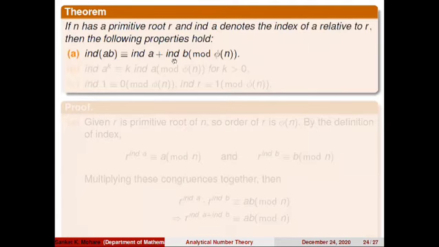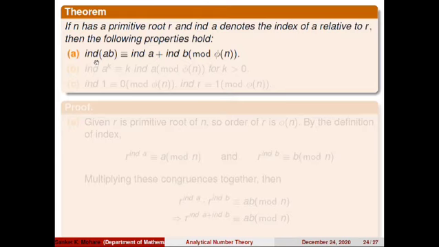If n has a primitive root r, it means what? r to the power phi of n is congruent to 1 modulo n, r has order phi of n, and gcd of r with n is 1. And ind of a denotes the index of a relative to r. Then the following properties hold.